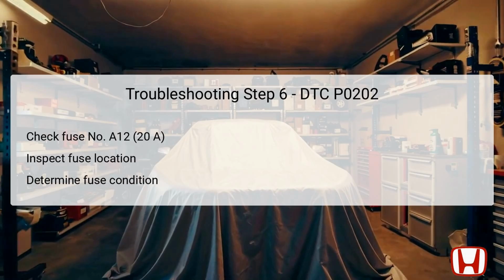In step 6, review the condition of fuse number A12, which is a 20 amp fuse located in the underhood fuse relay box. This fuse plays a critical role in protecting the electrical circuit that connects the power source to the injector relay. Visually inspect the fuse for any signs of damage or blown filaments. If the fuse appears to be intact, it suggests that the circuit is functioning correctly, and you'll need to repair an open in the +B engine wire between the fuse and the injector relay.